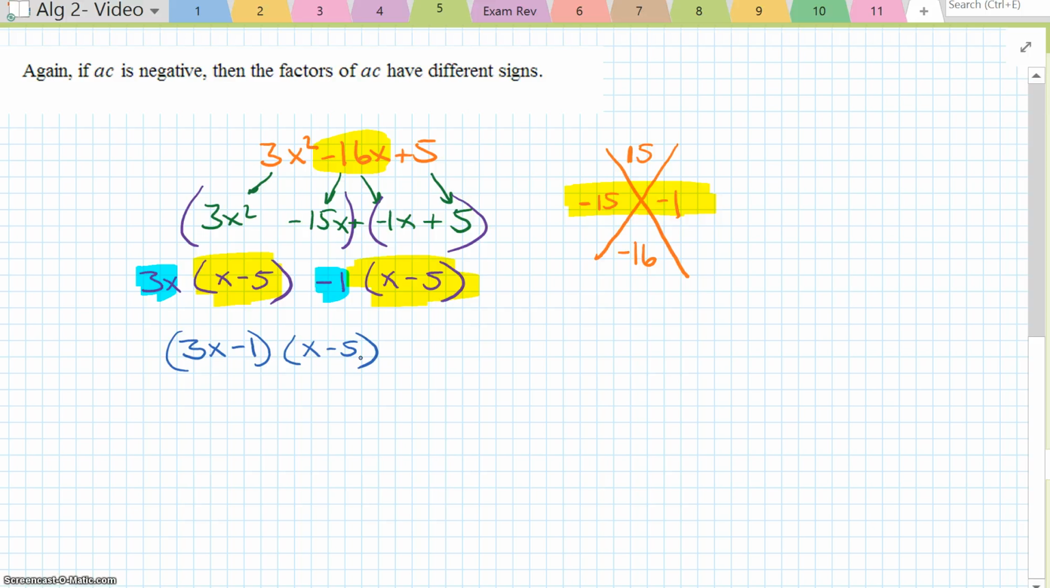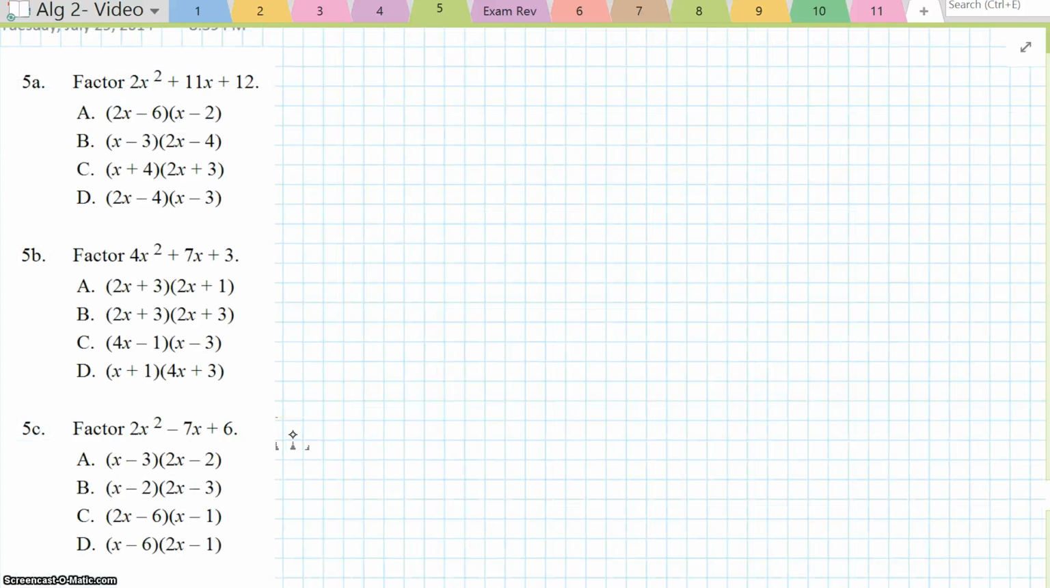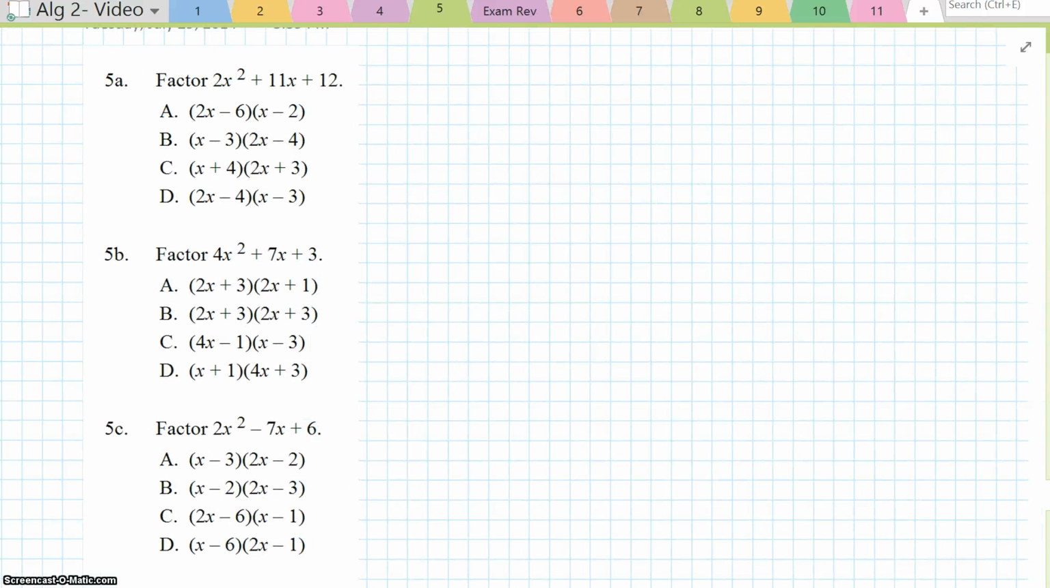And again, we could always FOIL or distribute this to prove that it works. Okay? Next one. Let's just buzz through these factors real quick. So, first step, our A times C value. So 2 times 12 is 24. My B value is 11. So I'm looking for two numbers that have a product of 24 and a sum of 11. That would be 8 and 3.